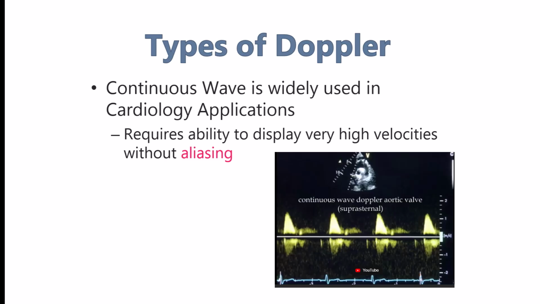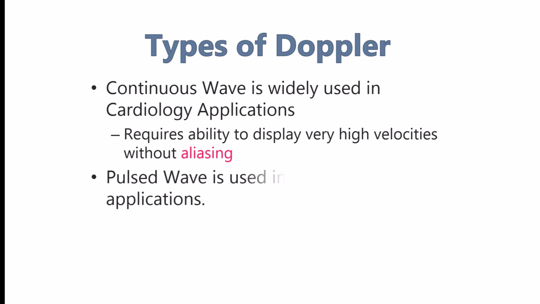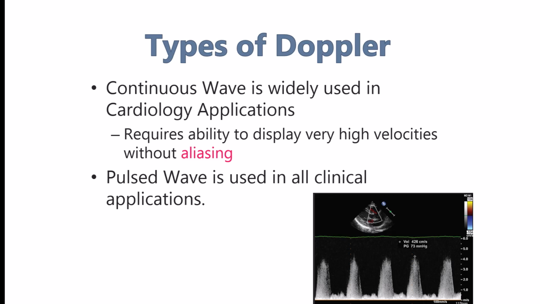Continuous wave Doppler is widely used in cardiology applications, and it requires the ability to display very high velocities without aliasing or distortion. While the pulsed wave is used in all other clinical applications.